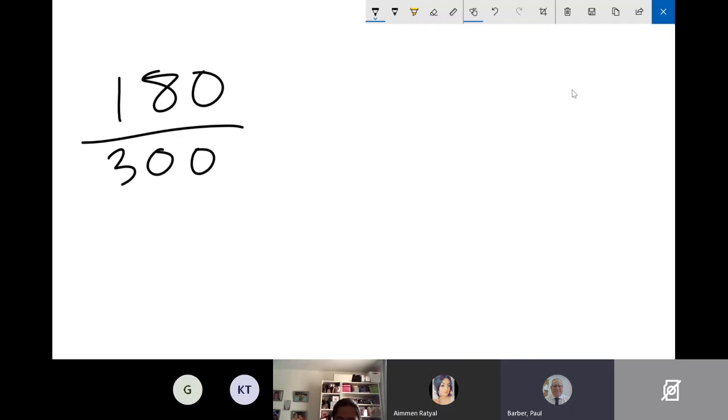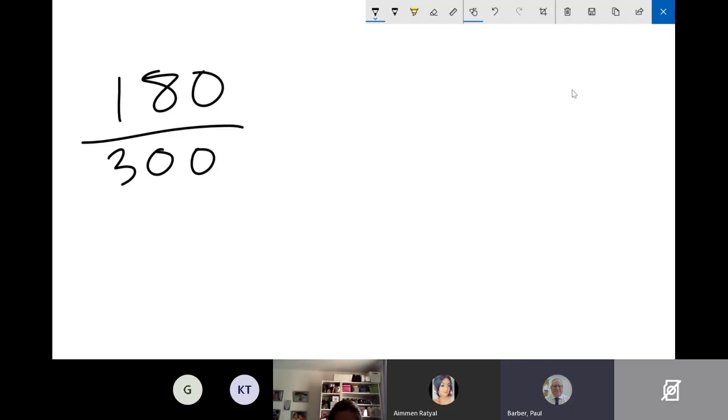The rule is that whatever we do to the top number, we have to do to the bottom number. So we couldn't suddenly halve the top number and leave it at 300. We couldn't suddenly say there's 90 girls out of 300, because that would just be wrong. So if we're reducing the top number, we have to do the same to the bottom number. There are lots of ways you can do this.